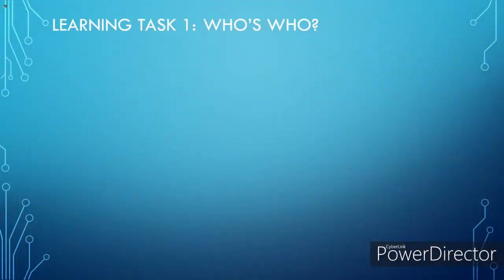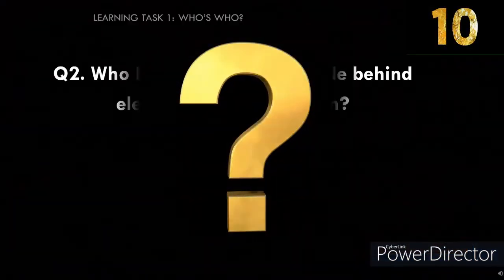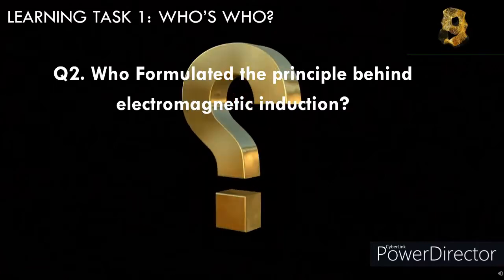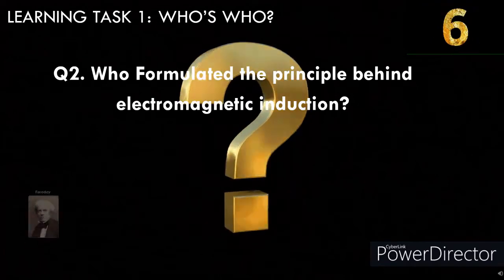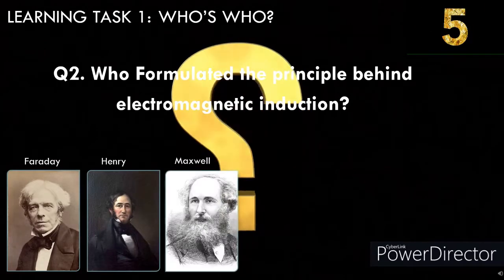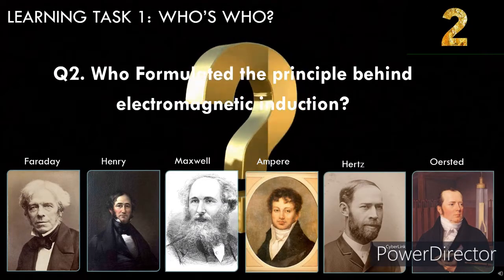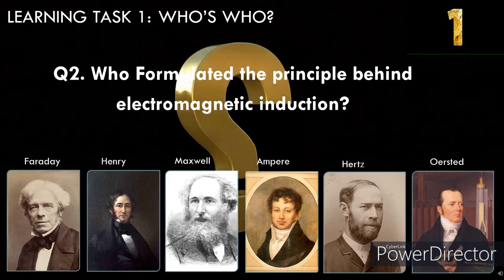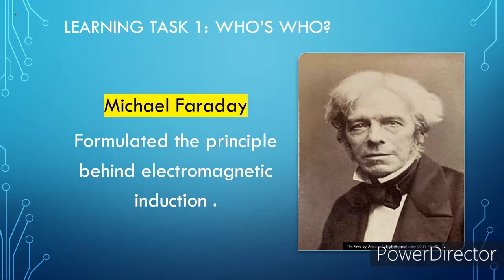Correct answer is Ampere. André-Marie Ampere demonstrated the magnetic effect based on the direction of current. Question number 2. Who formulated the principle behind electromagnetic induction? Faraday, Henry, Maxwell, Ampere, Hertz, or Ørsted? The correct answer is Faraday. Michael Faraday formulated the principle behind electromagnetic induction.